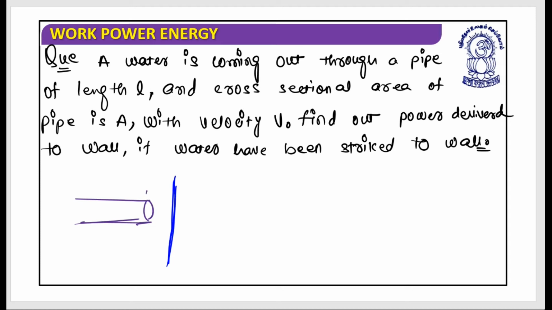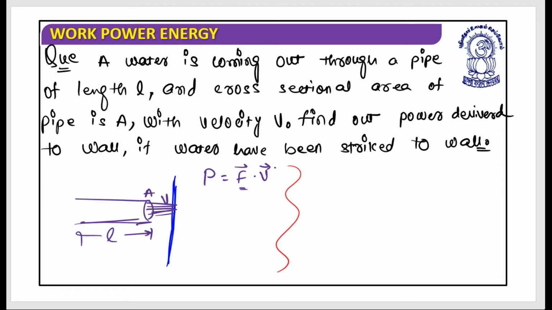Yes, this is the cross sectional area A, with which this is the velocity V, with which water is coming out. This is the length L and onwards. So what we understand is that P could be written as F dot V. Now my first task was to calculate the F. How could I do this?